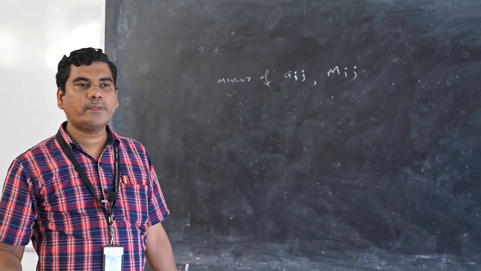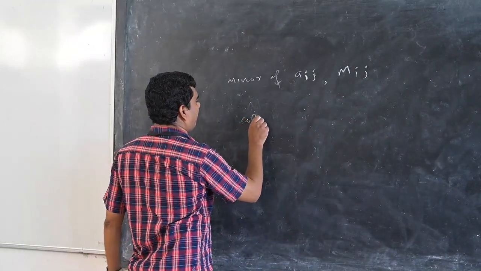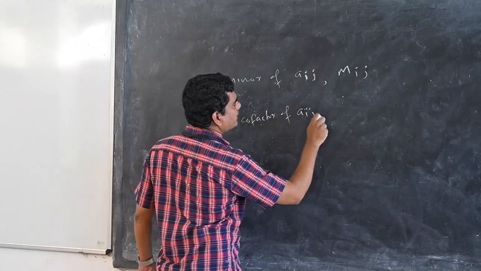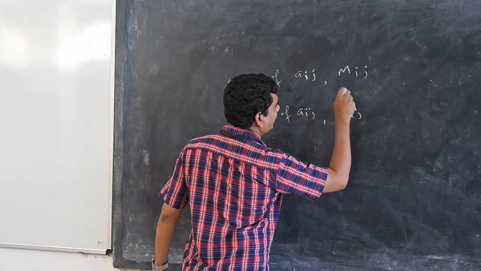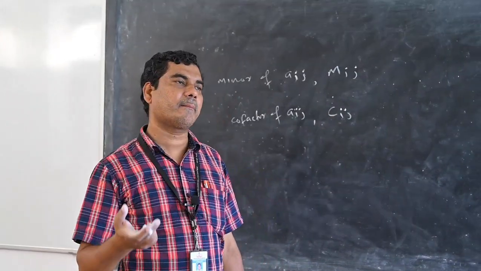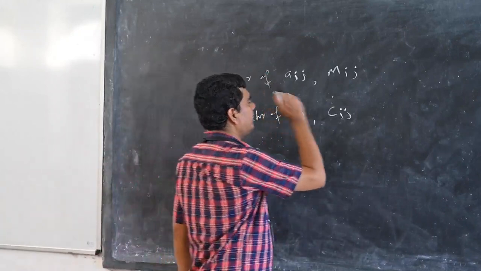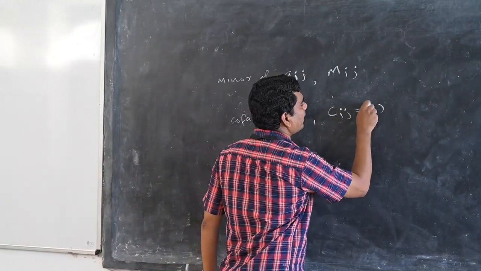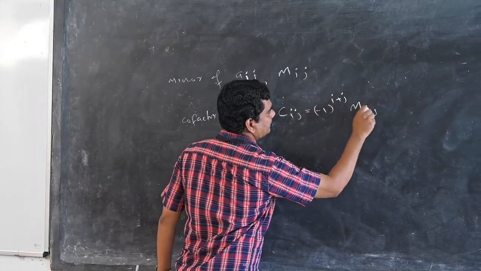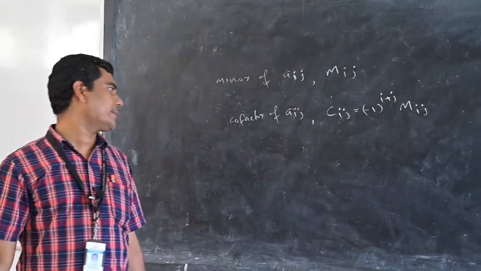And the cofactor of the element Aij is denoted by Cij. It is called the signed minor of A, that is, it is minus 1 raised to i plus j times Mij. This is the cofactor of the element Aij.